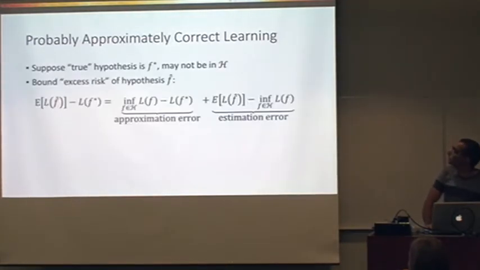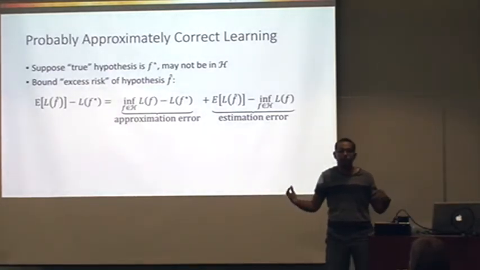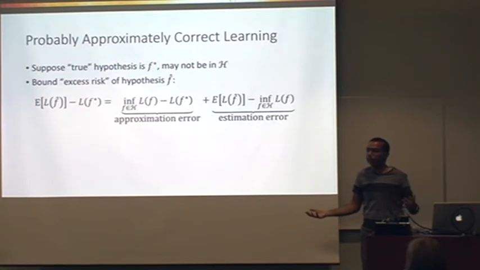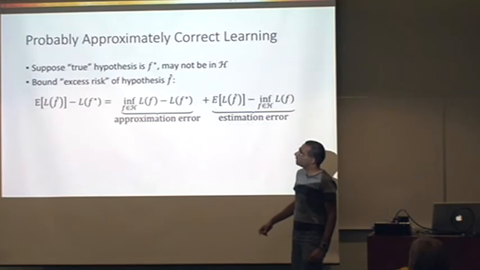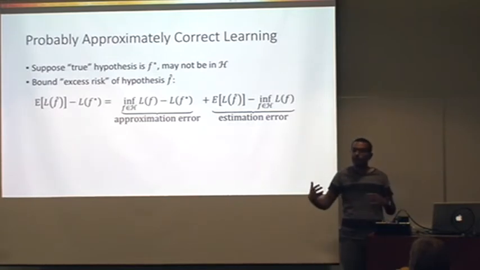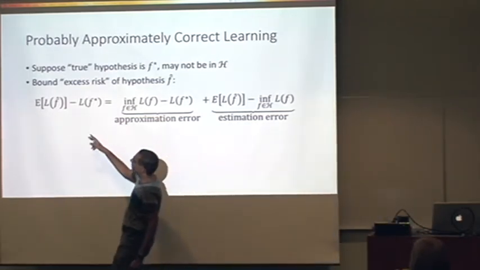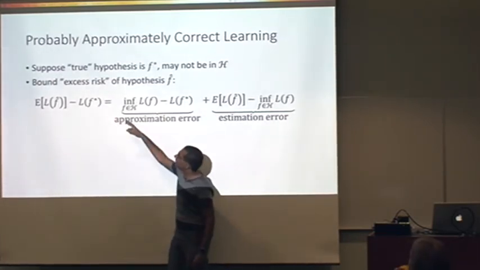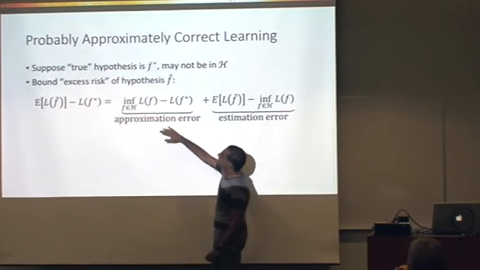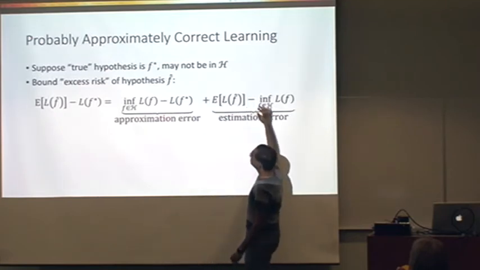Okay, so let me just make a little picture. Suppose the true hypothesis is f star, right? There is some true hypothesis, and it may or may not be in our hypothesis class. That's whether we're considering the realizable or unrealizable case. And what we care about bounding is excess risk, right? So how much worse is the hypothesis that we pick compared to the best or the true hypothesis? So that's the expected true risk of the hypothesis that we pick minus the risk of the best hypothesis. And I've just added and subtracted this quantity, and grouped these terms.